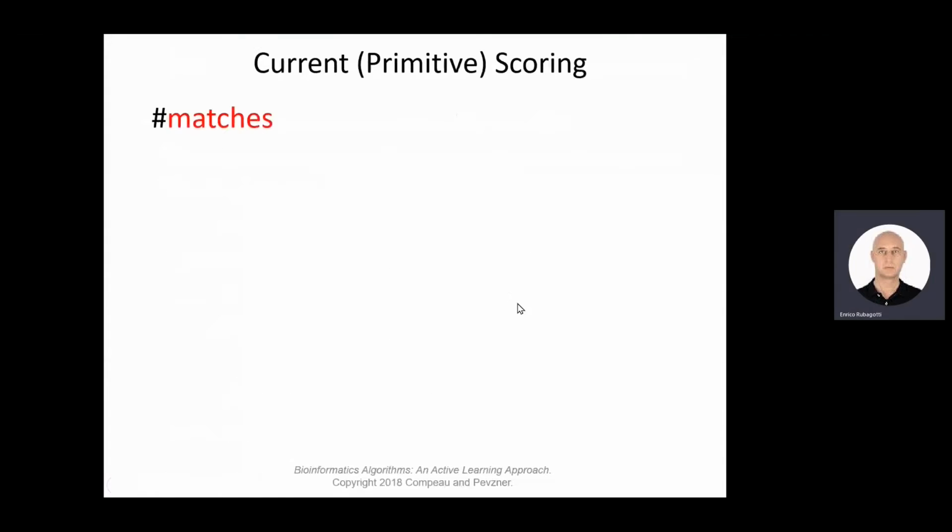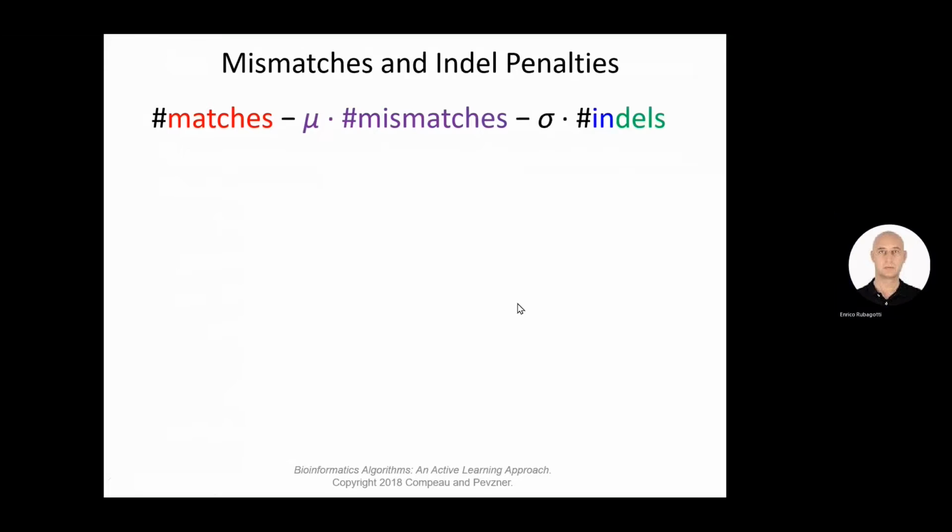So, first of all, we are going to check which limit this alignment system has. We identify matches. We grant a match with mu, a mismatch with sigma, and indels with a different amount of value.